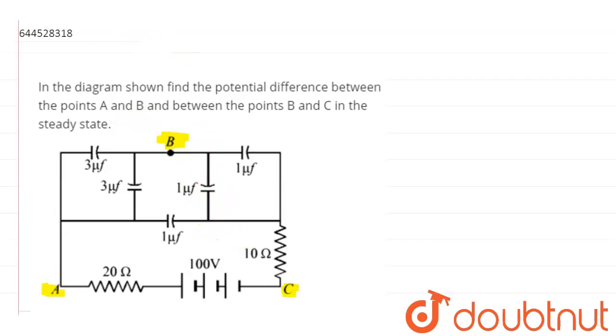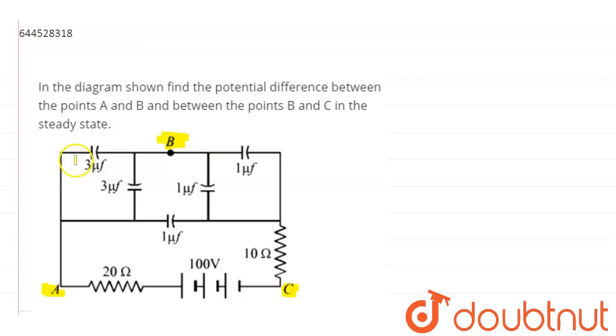To find the potential difference between them, I can calculate how much charge is being stored between the capacitors that are between these 2 points, and then divide by the net capacitance of the capacitors that are between these 2 points to find the potential difference. So to begin with, I need to find out the total charge that will be stored in this arrangement. For that, I will start by finding out the net capacitance of the circuit.